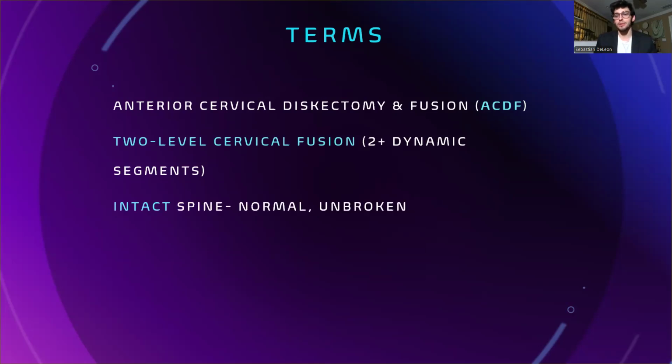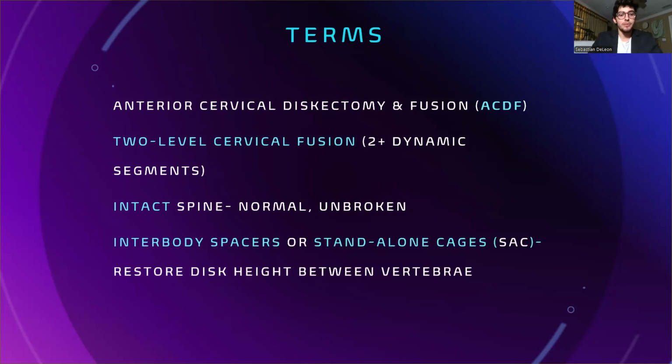Intact spine is a term that I'll be using to describe a spine that is normal and unaltered. Interbody spacers or standalone cages are used interchangeably in the study. They more or less mean the same thing, exceptions being in literature and different contexts. They restore the disc height between vertebrae.